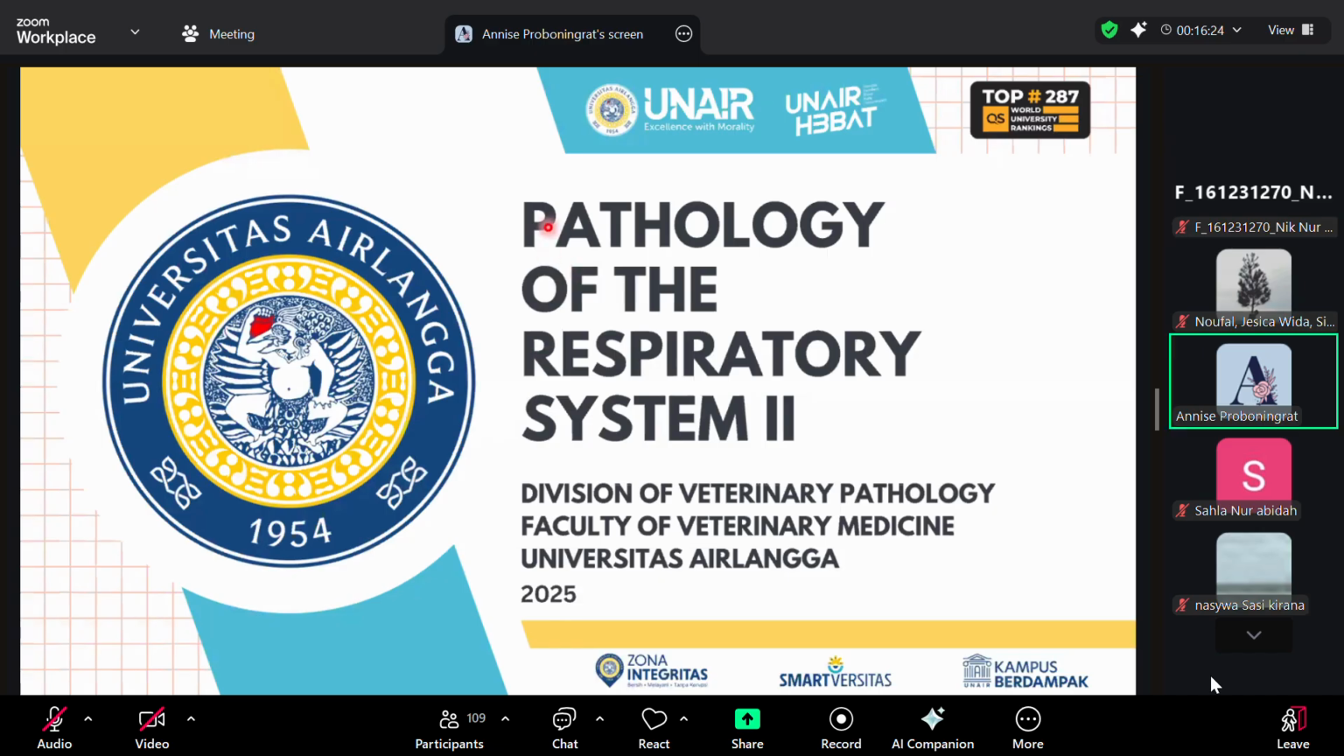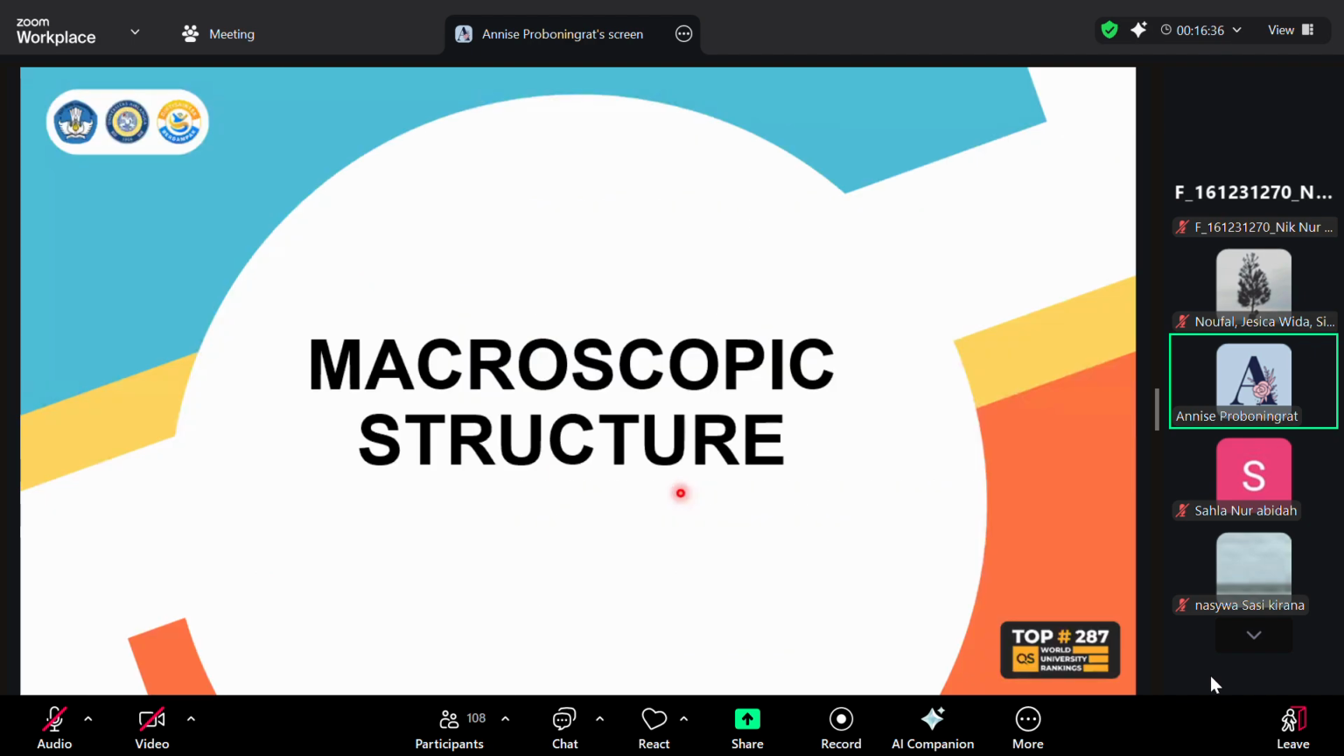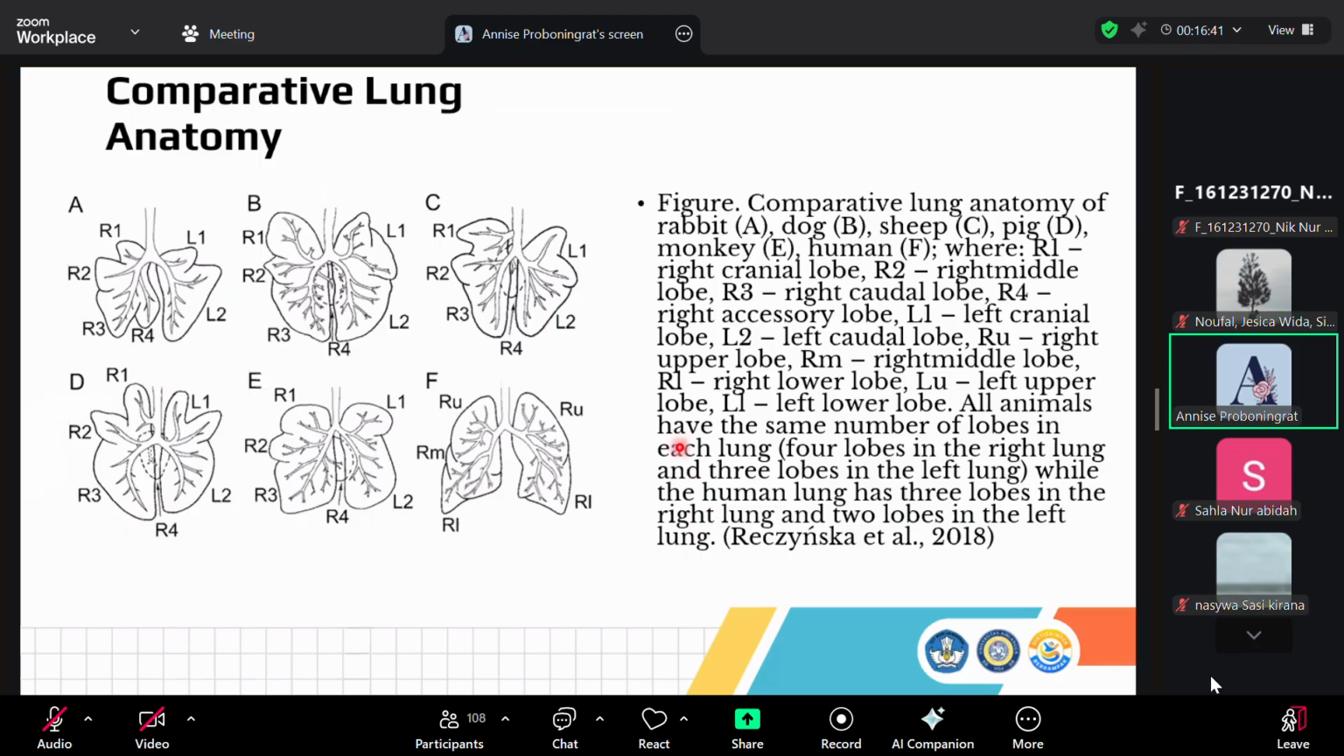Today we are going to discuss the pathology of the respiratory system, part 2. For the macroscopic structure, this is the comparative anatomy of the lung in some animals: rabbit, dog, sheep, pig, monkey, and also the human lung.